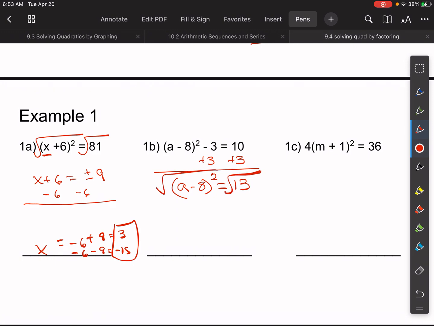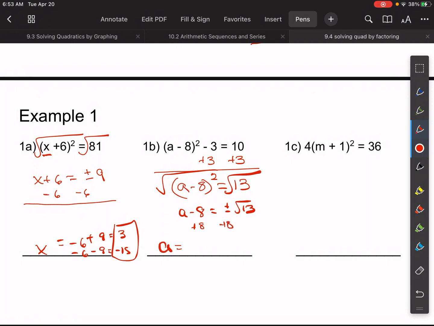And so what I get here is a minus 8 is equal to plus or minus the square root of 13. The square root of 13 is not a very nice number. So in this particular case, I'm just going to leave it as the square root of 13, just so I don't have to deal with the decimals, and I encourage you to do the same. So what I have for my answer here then is I have to add 8 to both sides, right? So you can leave your answer like this.